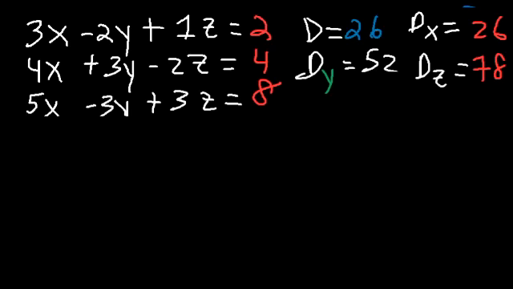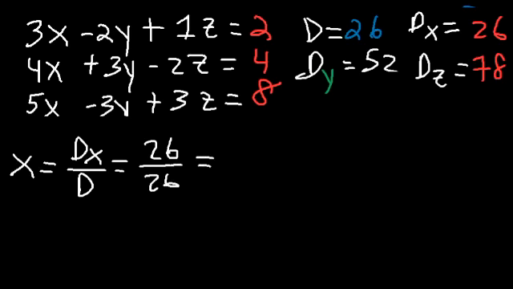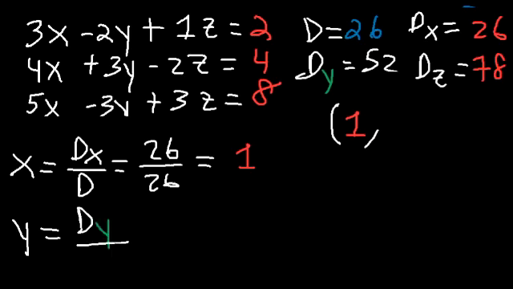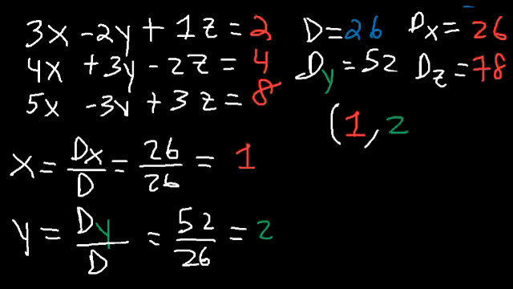Now that we have dx, dy, dz, and d, we can now find the values of x, y, and z. So x is equal to dx divided by d, and that's going to be basically 26 divided by 26. So x is equal to 1. So let's put that as an ordered pair. Now let's move on to y. So y is dy divided by d. And dy is equal to 52, d is 26, 52 divided by 26 is 2. So y is equal to 2.